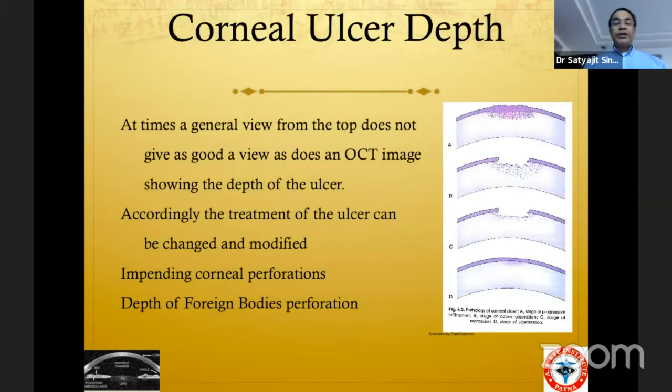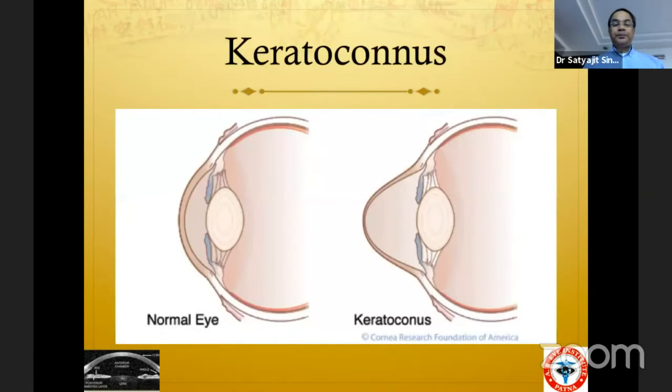When you are managing the depth of a corneal ulcer, at times the general view from the top does not give as good a view as the OCT image. So once you are treating, you can actually see how the depth of the corneal ulcer changes. Accordingly, the treatment of the ulcer can be changed and modified. We can also see impending corneal perforations, which sometimes becomes very important. And we can also see the depth of foreign bodies which are embedded in the cornea, which we can use in our day-to-day practice, which helps in better management.